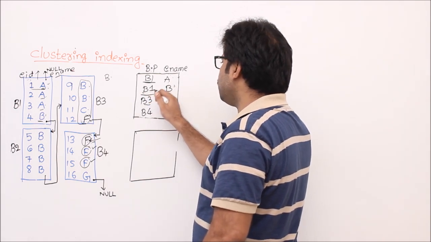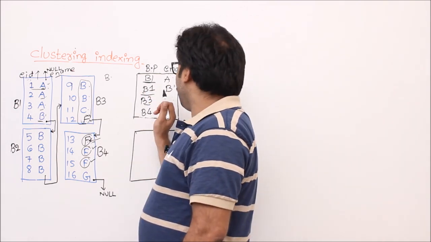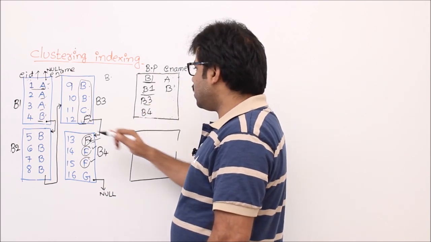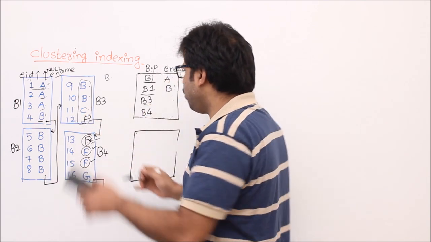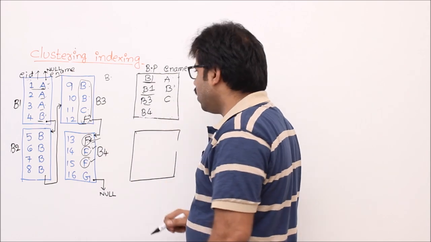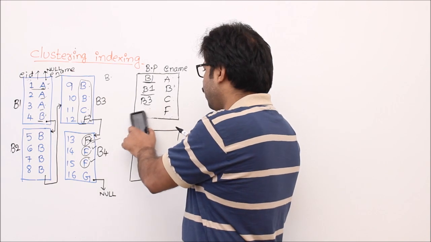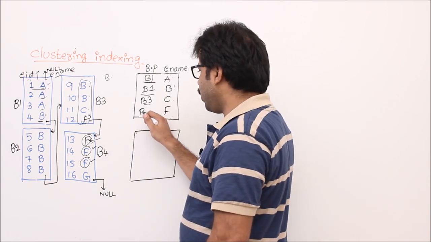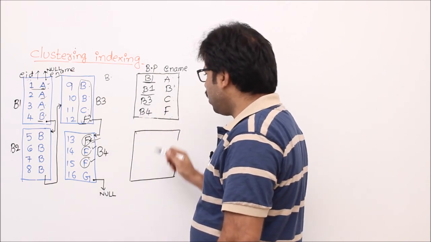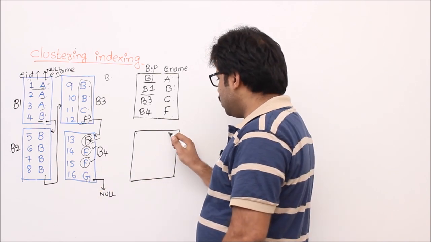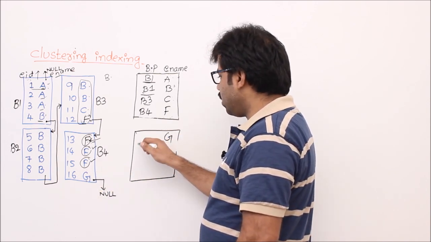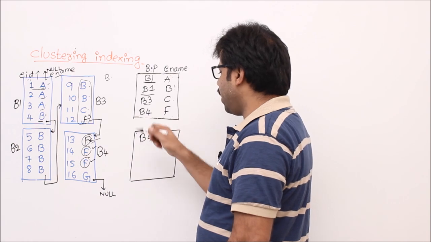B starting point is B1. Next, what is the next one? C. Where is C? C starting point is B3. Next, what is the next record here? F. Where is the starting point of F? Starting point of F is B4. Where is the next record? G, a distinct record. G's starting pointer is B4. In that way we maintain it.